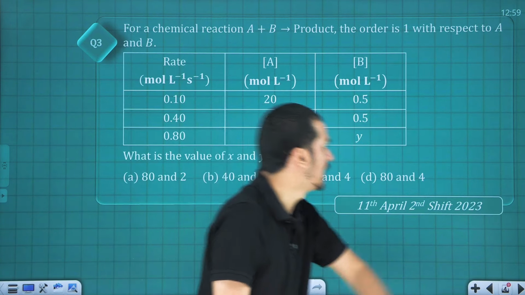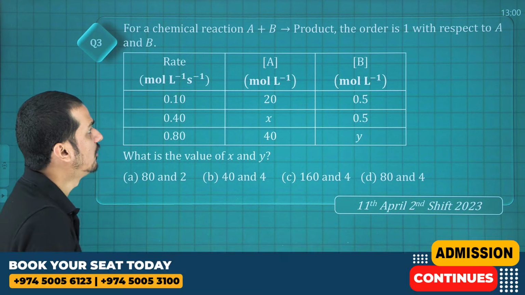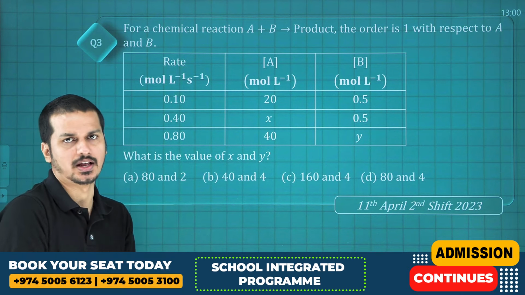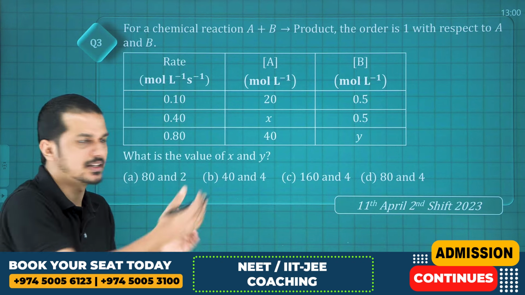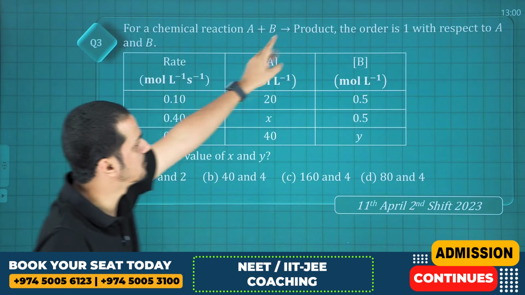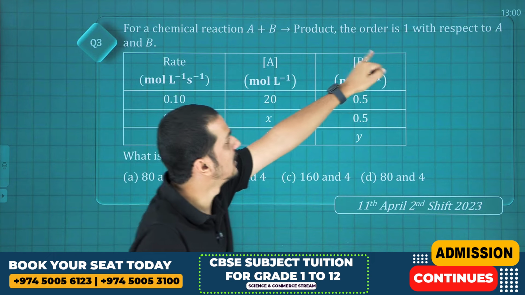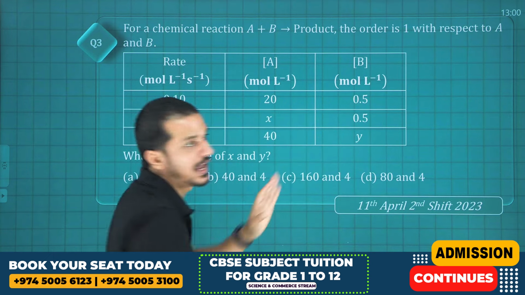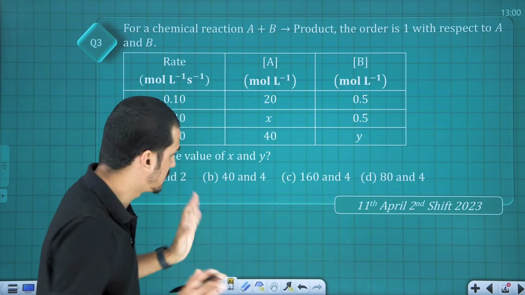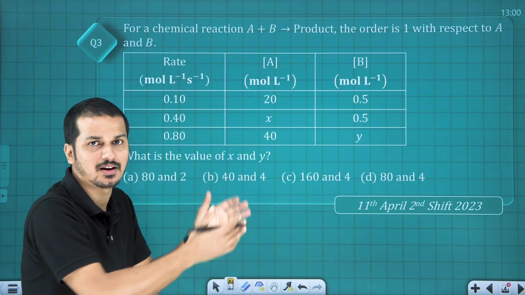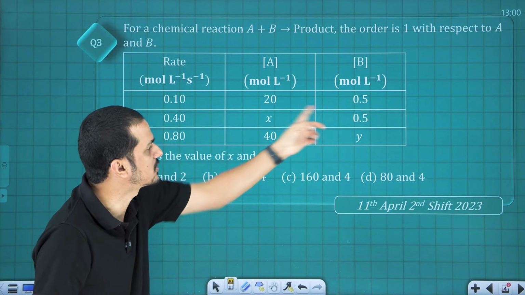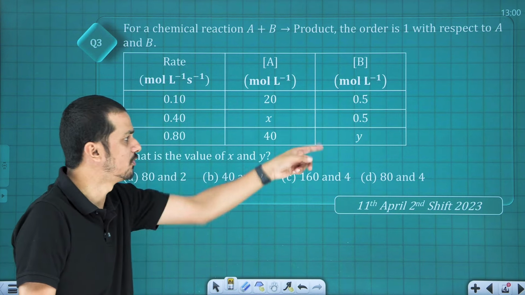We can go to the next question. What about the second question? It's a usual question to find the order, but they ask it in a different way. For a chemical reaction, A plus B gives product, the order is 1 with respect to A and B. Usually they ask for the order, but instead of the order they give it, and they ask about different concentrations, X and Y.